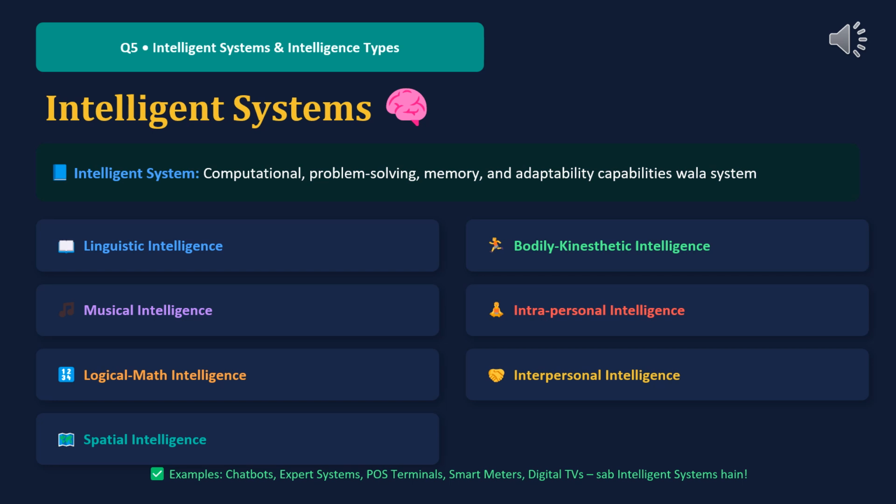Slide 6. Intelligent systems and types of intelligence. An intelligent system is a system that can solve problems, store information, learn from experience, and adapt to changes. Examples include chatbots, expert systems, smart meters, digital televisions, and many IoT devices. According to Howard Gardner, intelligence can be categorized into several types, including linguistic, musical, logical, mathematical, spatial, bodily-kinesthetic, interpersonal, and intrapersonal intelligence. Understanding these types helps us appreciate the different ways humans and machines process information.